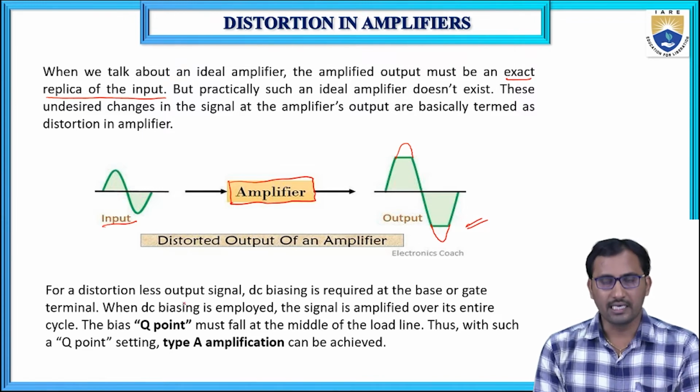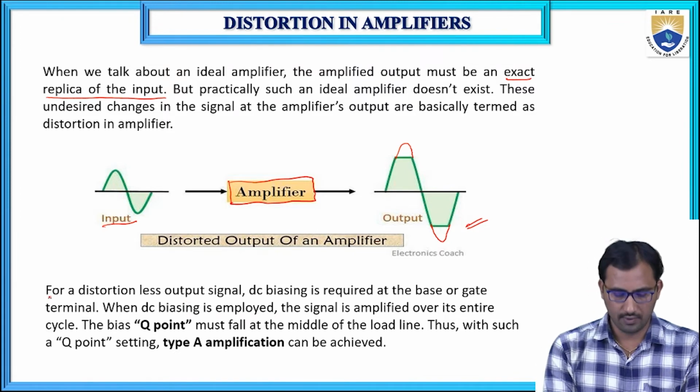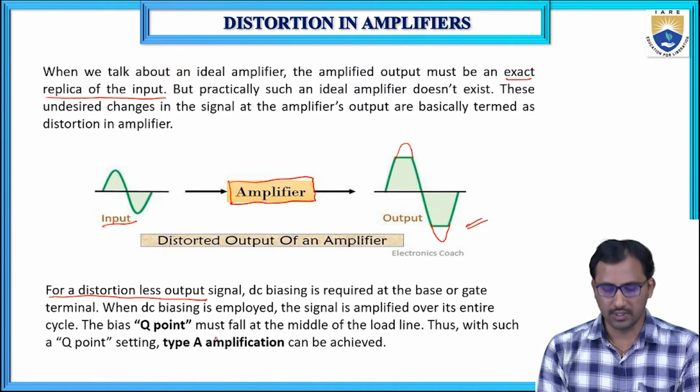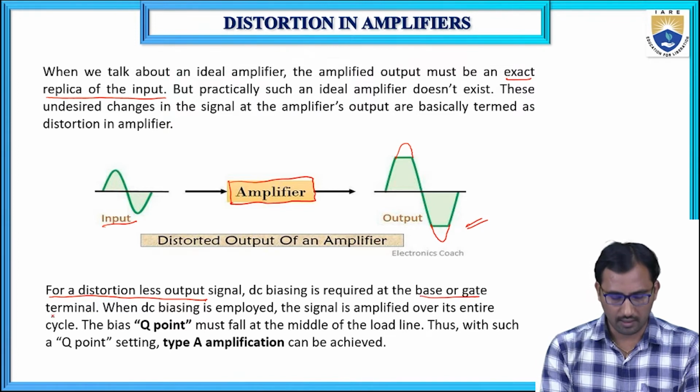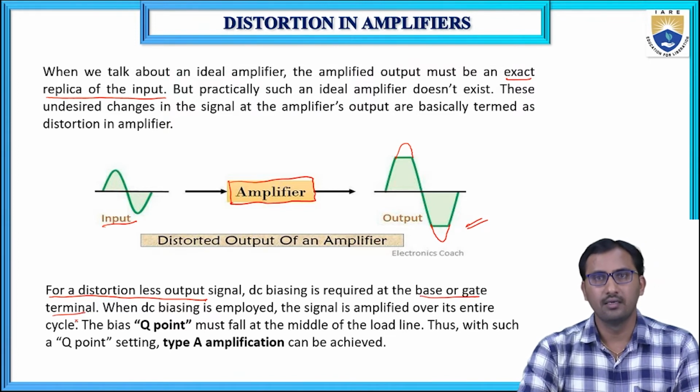And for a distortionless output signal, we should provide proper DC biasing at the base or gate terminal of the transistor, so that it will provide faithful amplification. Faithful amplification means the output waveform will be similar to the input waveform.